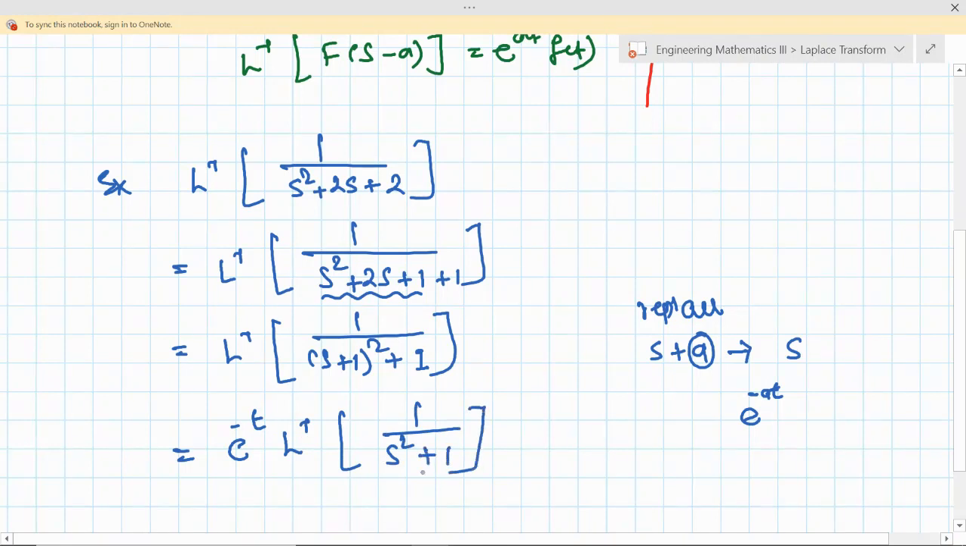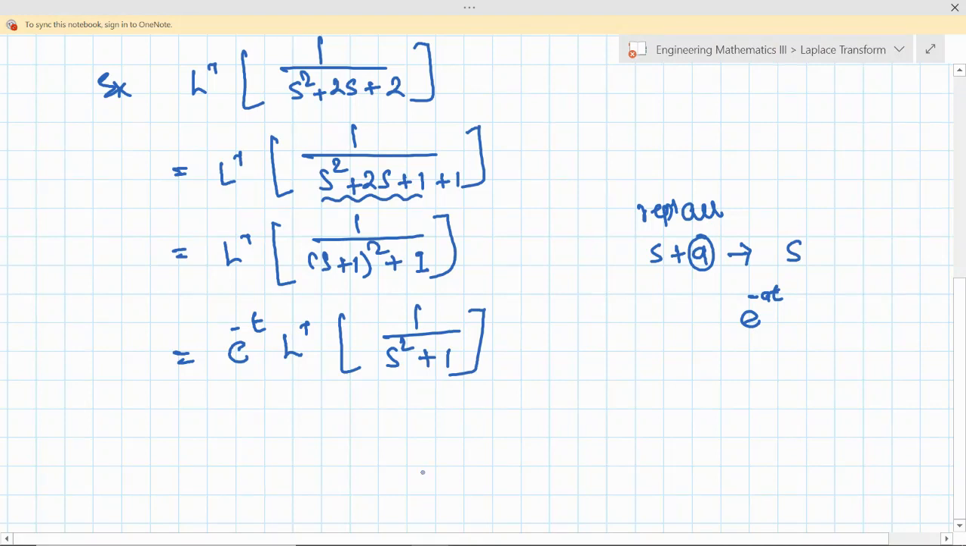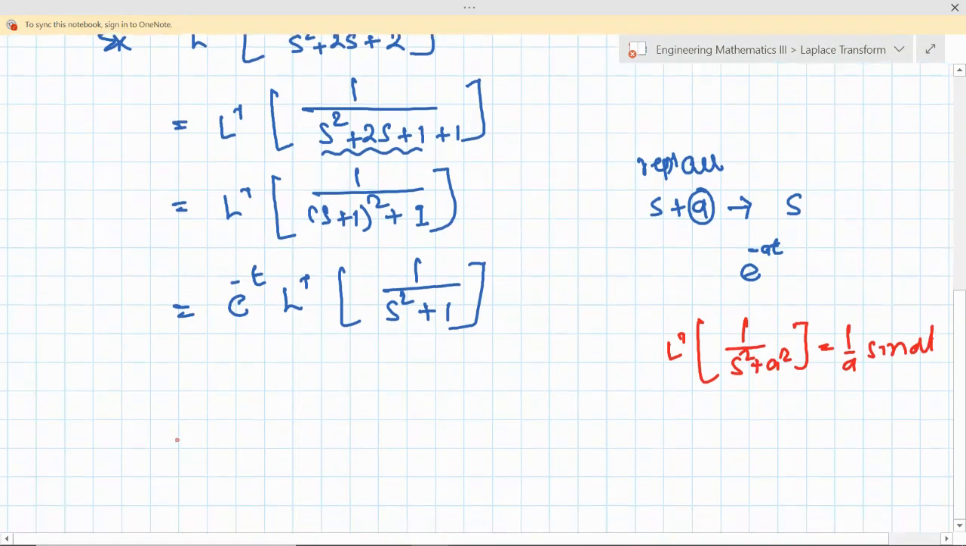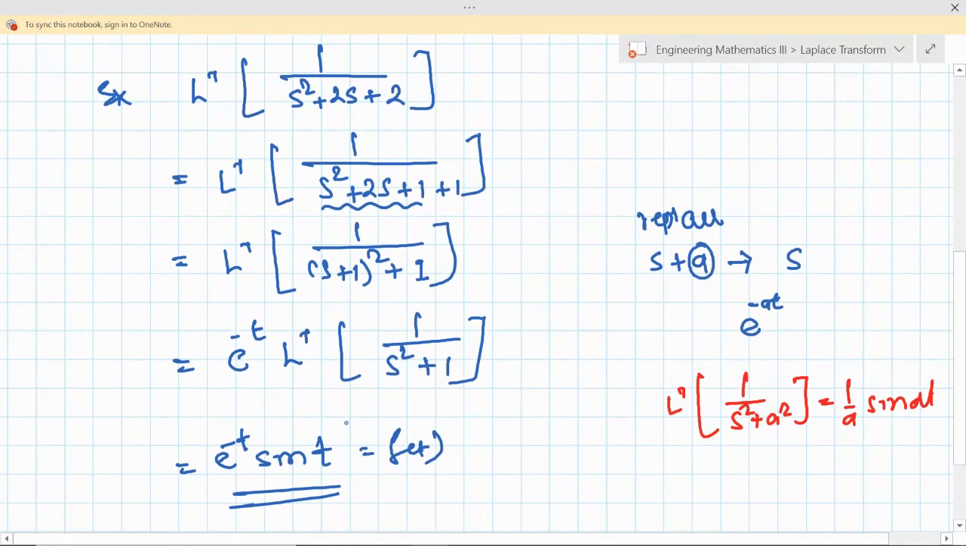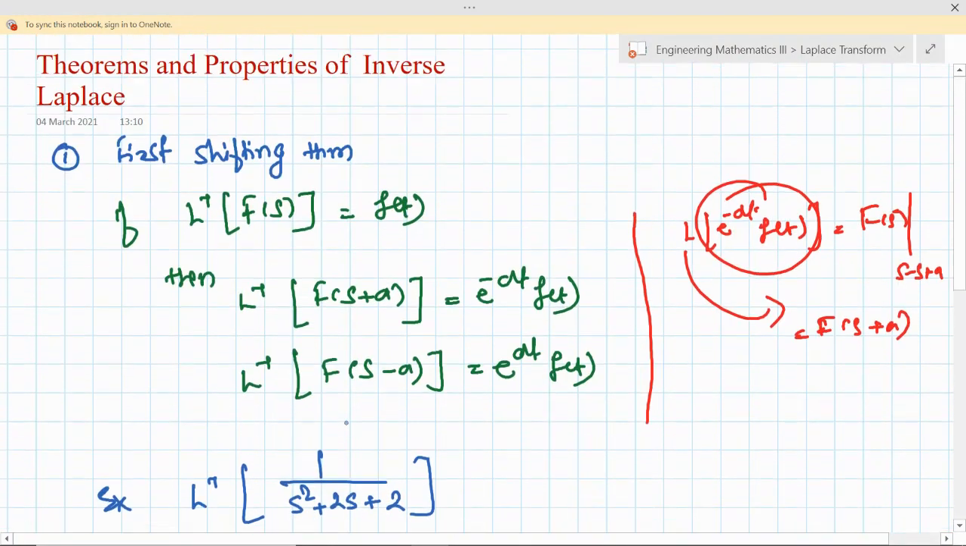Am I right? Okay, so simply s square plus 1 is there, and now we know the inverse Laplace of this. What is the inverse Laplace of 1 upon s square plus a square? This is 1 upon a into sine of at. a is nothing but 1, and therefore my final answer here is e raised to minus t into sine of t. This is my f of t. Okay, and suppose if minus is there, you just need to replace s minus a by s. That's it. This is the first shifting theorem for the inverse Laplace.